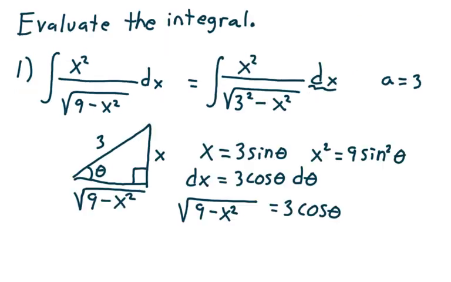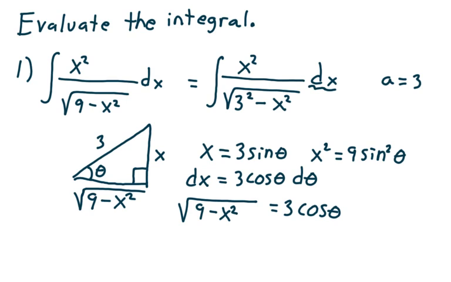And so if you notice, the hypotenuse is 3, right? I have a right triangle with angle theta. The side opposite to angle theta is x. And then the adjacent side to angle theta is the square root of 9 minus x squared. And so based off this right triangle, I can make my substitution.